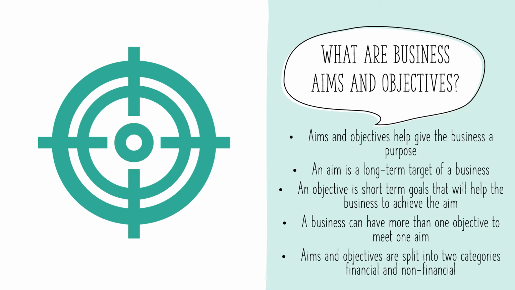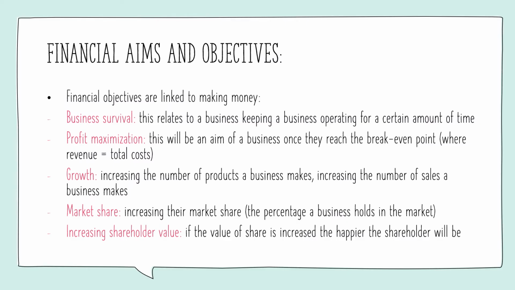Aims and objectives are split into two categories, financial and non-financial. Financial aims and objectives. Financial objectives are linked to making money. One of them is business survival. So this relates to a business keeping themselves operating for a certain amount of time. Then there's profit maximization. So this will be an aim of a business once they reach the break-even point. Break-even point is where a business's revenue equals their total cost. So where revenue equals total cost.